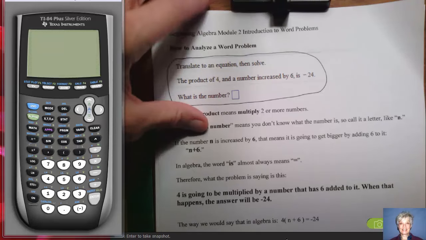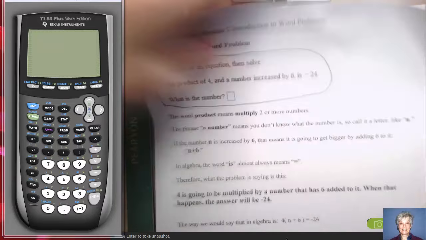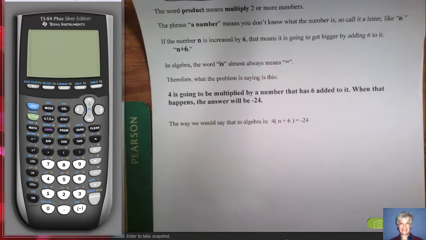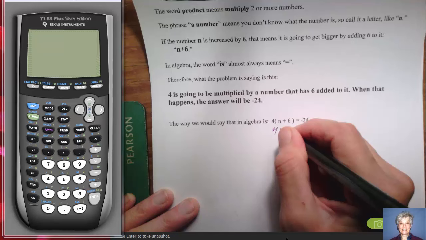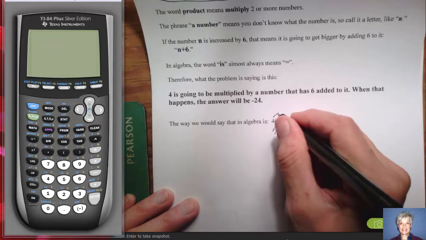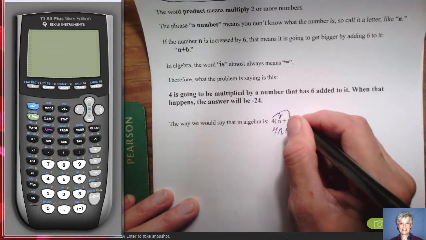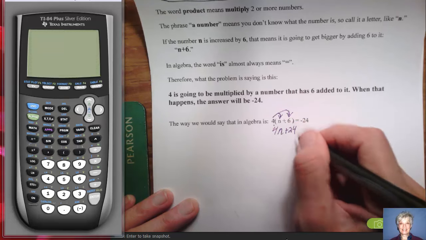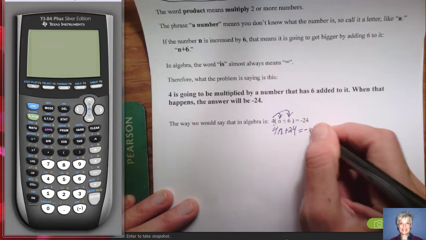So let's work this out now. Make a little more room. I'm going to distribute. Okay, how about this color? 4n plus 24. What I did was I took the 4 and I multiplied by n and I multiplied by 6 and I got 4n plus 24 equals negative 24.